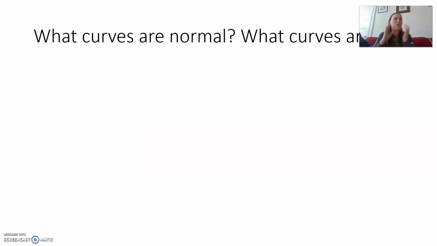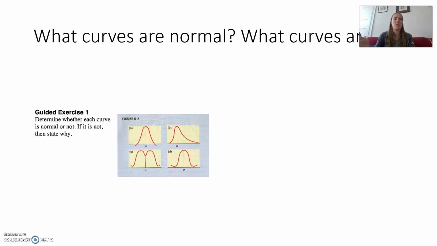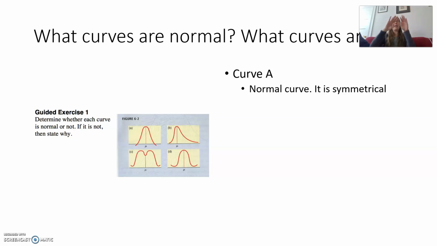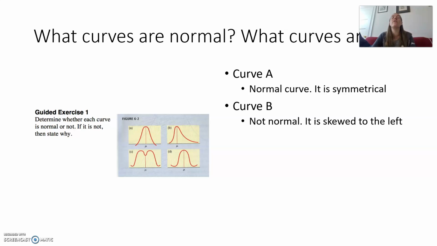So we're going to try to figure out what exactly is a normal curve, or what isn't a normal curve. I want you to look at each one of these and tell me, is it normal or not normal, and tell me why. First, curve A. Is it normal or not normal, and why? Curve A is normal. It's symmetrical, it looks like a bell, which is why these are called bell curves, so that one's good. What about curve B? Curve B is not normal. Curve B is something we would call skewed, because you'll notice it's not symmetrical. This curve is skewed to the left.